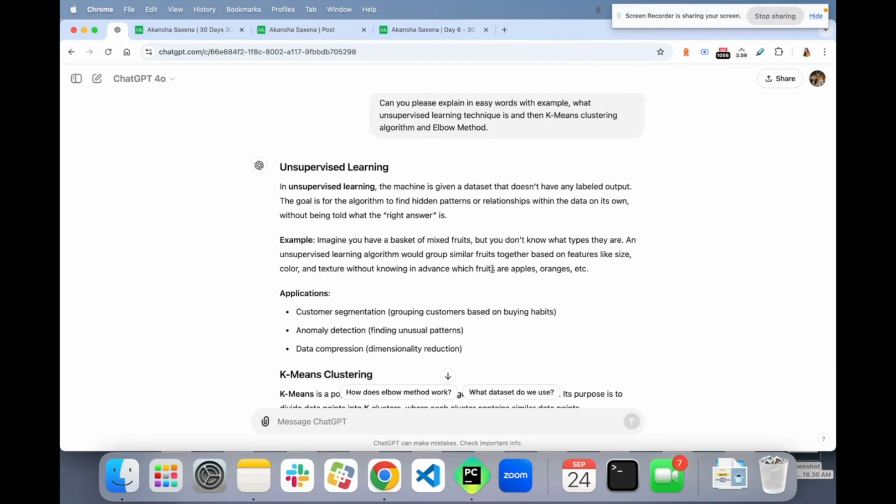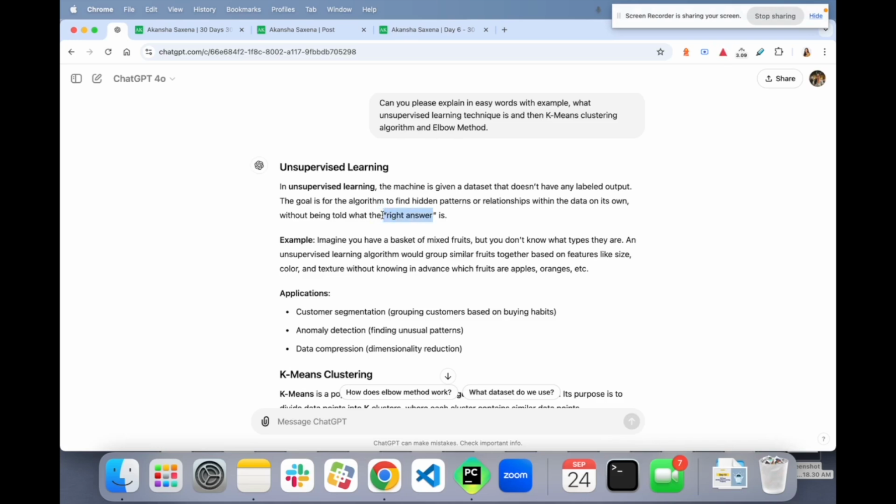Okay, in unsupervised learning, the machine is given a data set that does not have any labeled output. So it does not have any labeled output. The goal is for the algorithm to find hidden patterns or relationships within the data, without being told what the right answer is.